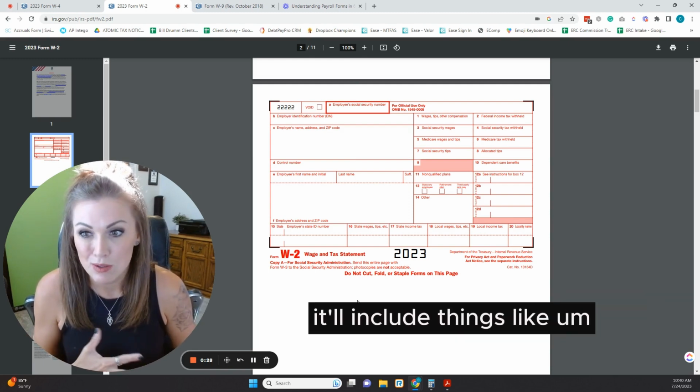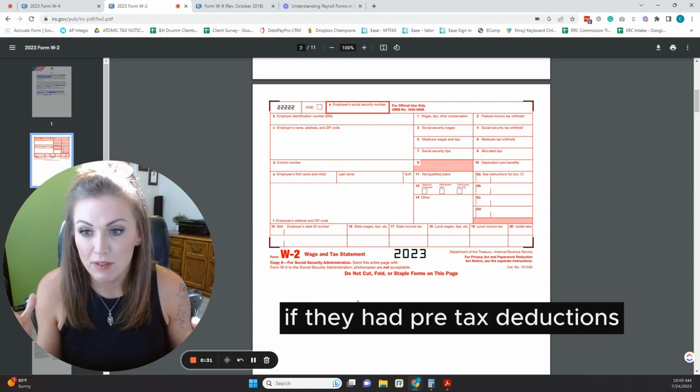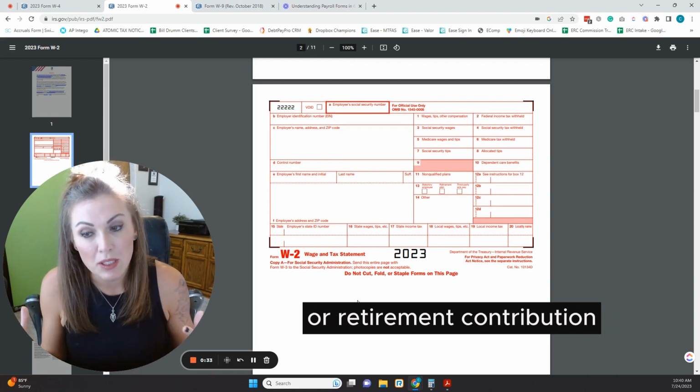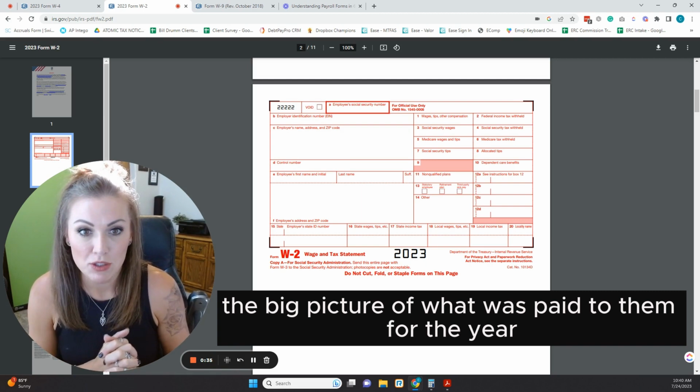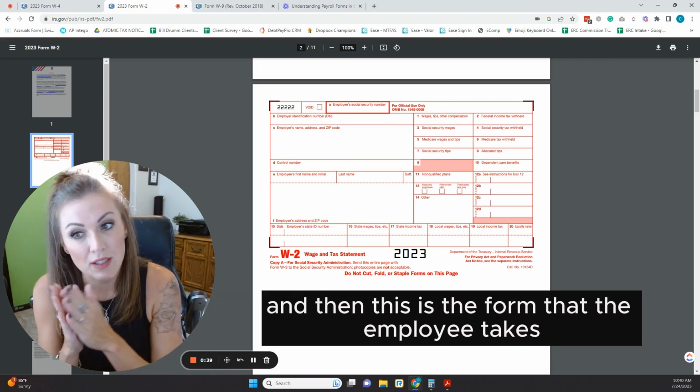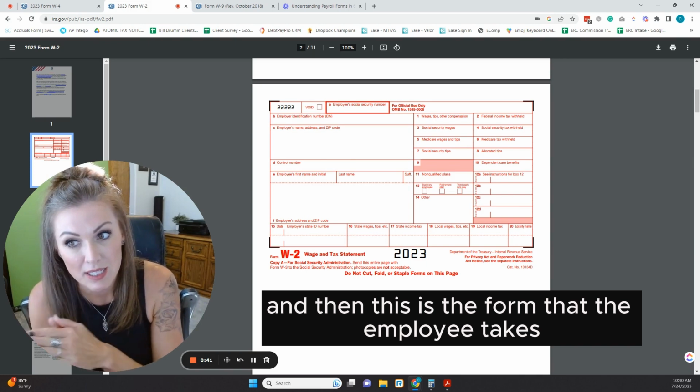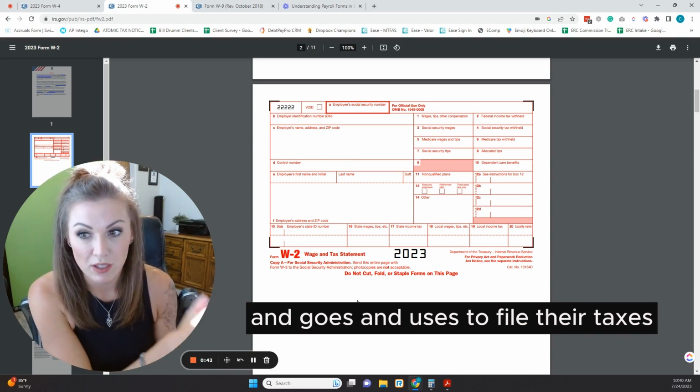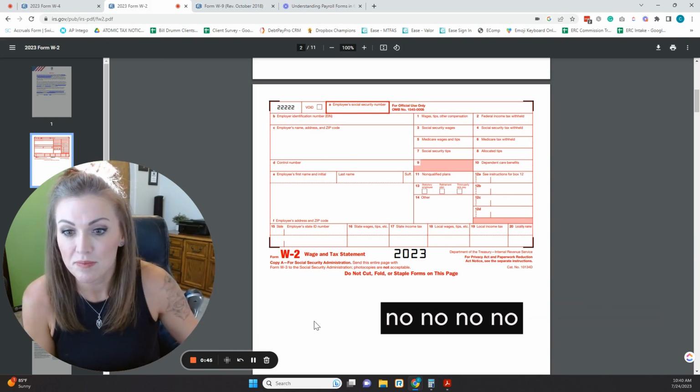It'll include things like if they had pre-tax deductions or retirement contributions. So basically the big picture of what was paid to them for the year is reported on the W-2, and then this is the form that the employee takes and goes and uses to file their taxes.